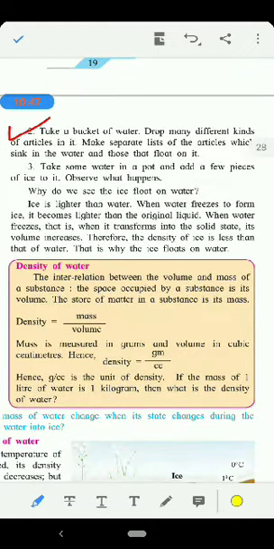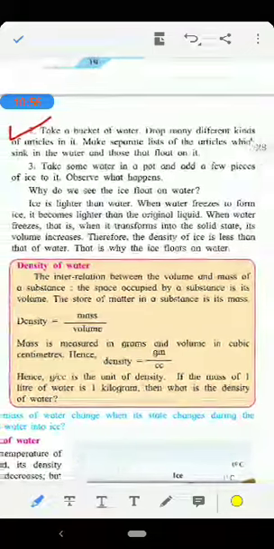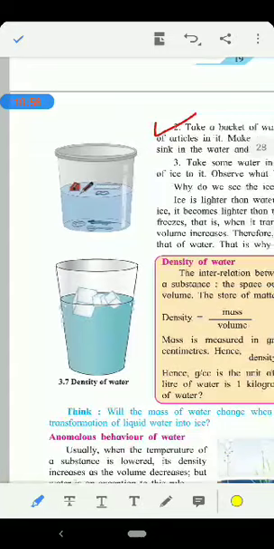Take a bucket of water, drop many different kinds of articles in it, and make separate lists of articles which sink in the water and those which float on the water. See the diagram.